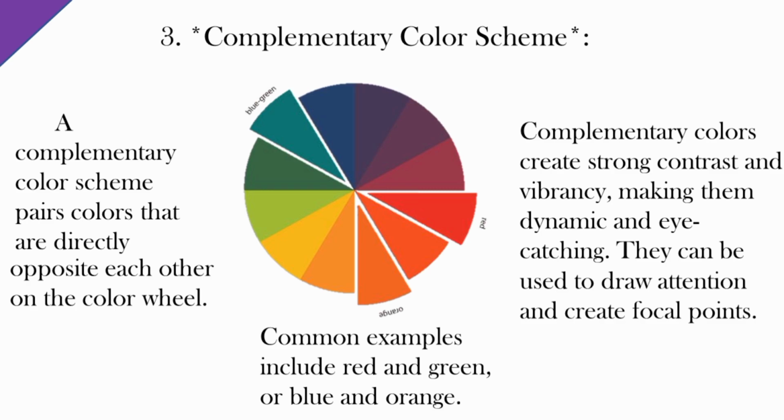3. Complementary color scheme. A complementary color scheme pairs colors that are directly opposite each other on the color wheel. Common examples include red and green, or blue and orange. Complementary colors create strong contrast and vibrancy, making them dynamic and eye-catching. They can be used to draw attention and create focal points.